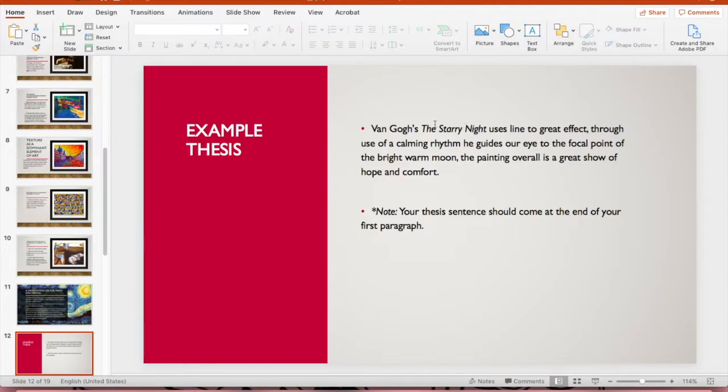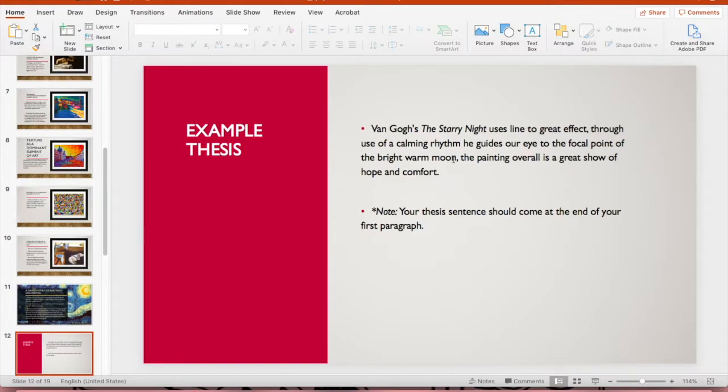So when I say that it should set it up, The Starry Night uses line to great effect. Well, there's your first paragraph. Do you understand what I'm saying? This is your first paragraph here. This is actually your second paragraph. Your first paragraph is going to be Van Gogh's The Starry Night, and you're going to say the medium, oil and canvas. And then you're setting up that element of art paragraph. Uses line to great effect. Well, that's your second paragraph, element of art.